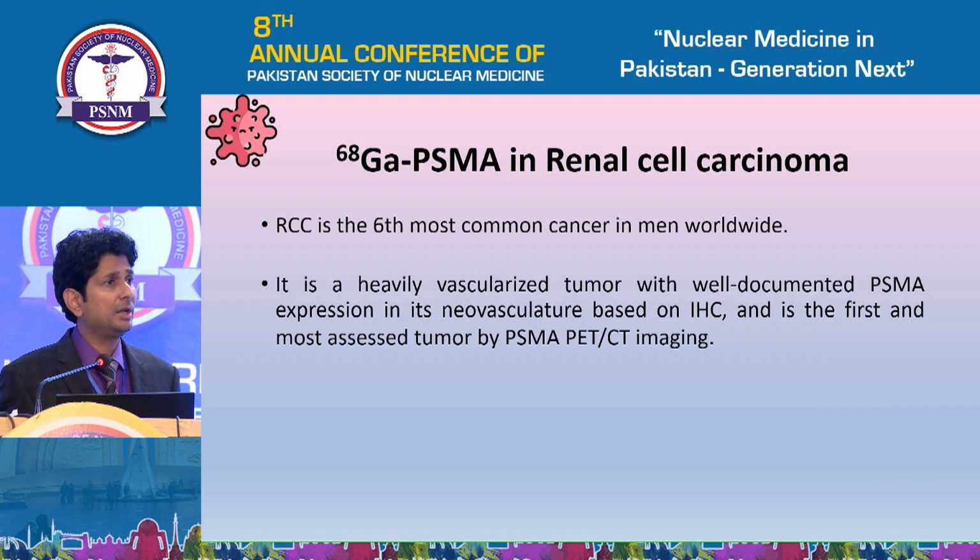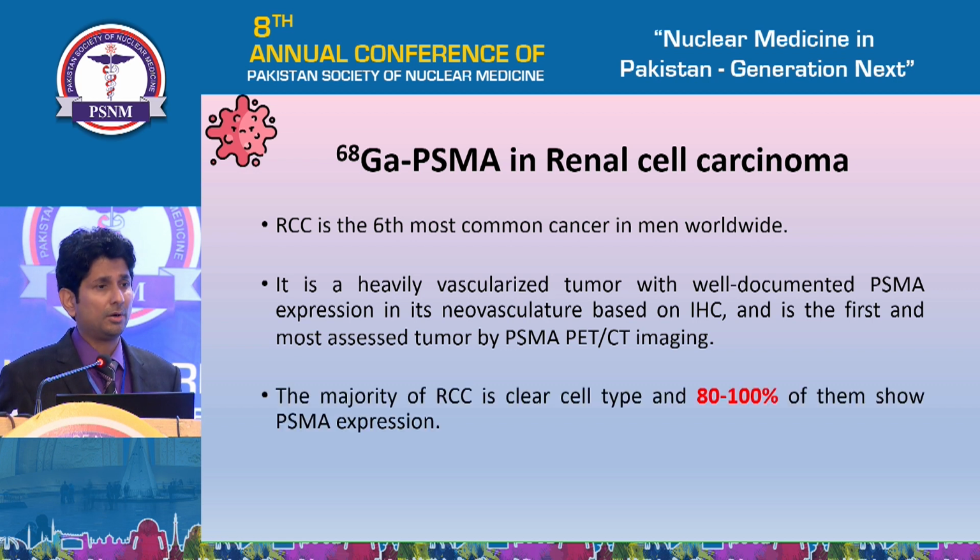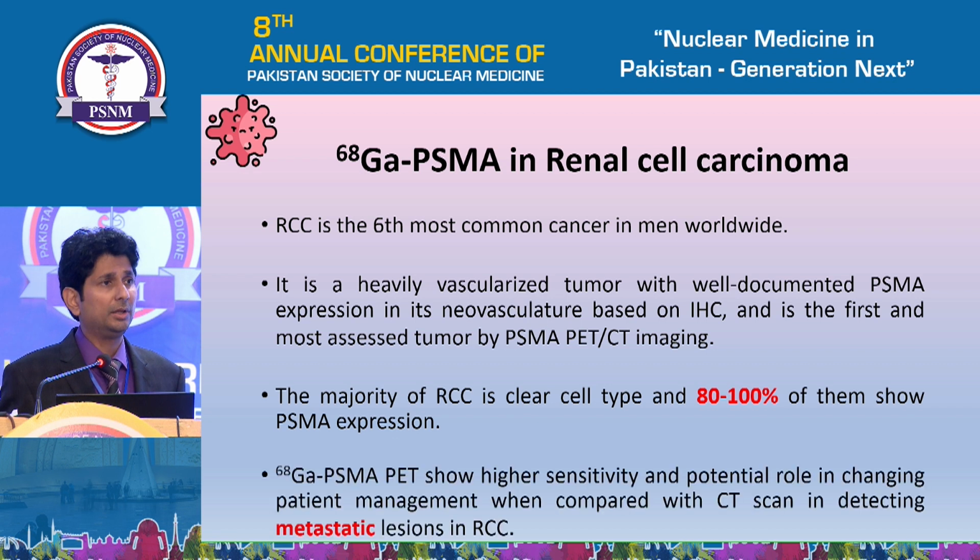Another very good indication is renal cell carcinoma. Renal cell carcinoma, as you know, is a highly vascular tumor, and the majority of renal cell carcinomas are the clear cell type. You see more expression in the clear cell type rather than the other types of renal cell carcinoma. So PSMA is much better than FDG, as you know FDG is not good in renal cell carcinoma. Around 70 to 80% of tumors are not avid on FDG.